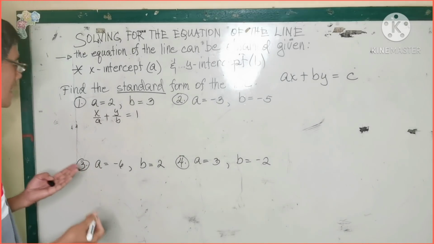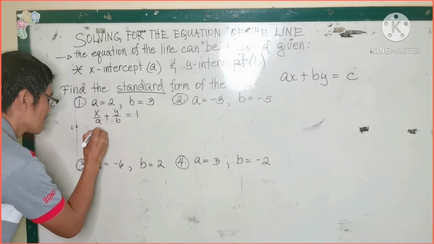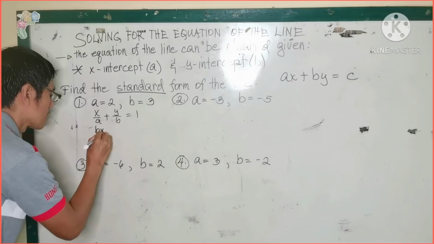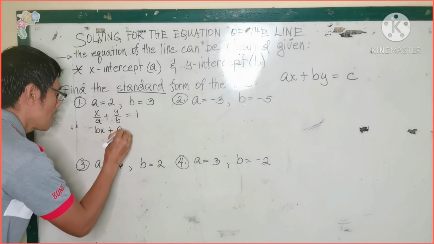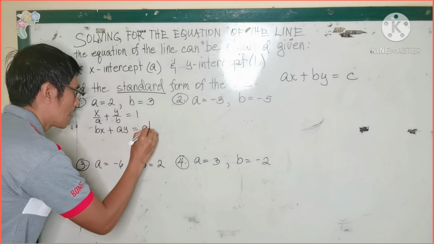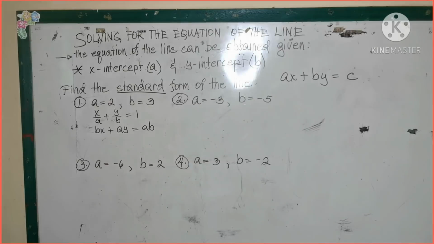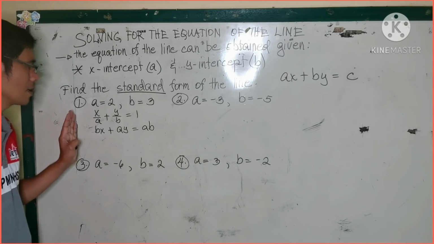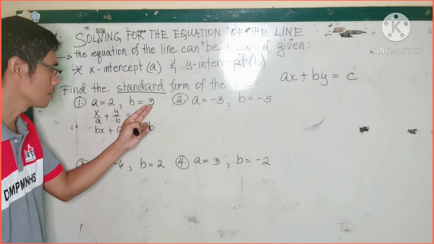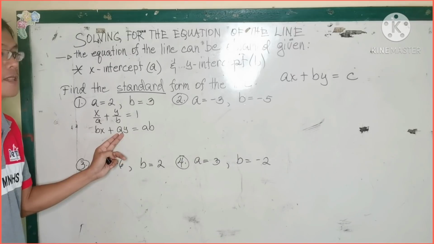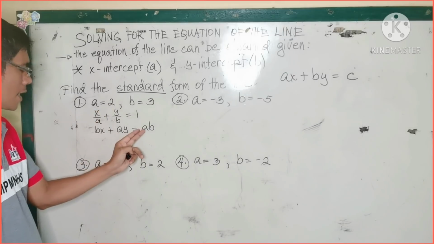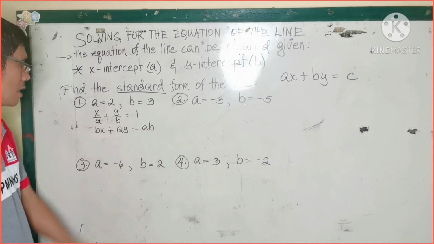Or that can be simplified as bx plus ay equals the product of a and b. So just substitute, okay? So b here is the y-intercept, which is now 3, and a here is the x-intercept, which is 2. Then it is equal to the product of a and b.